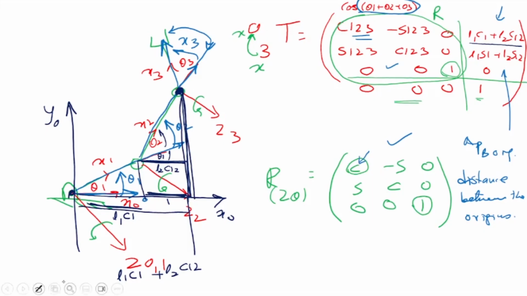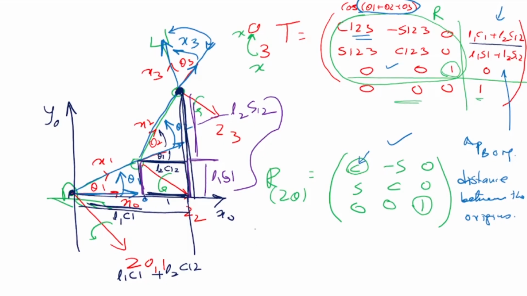Now let's look at the other one, the y direction. What is the distance between the origins? It is this much. How much is that? This is equal to this, so it is L1 sine theta 1. And what is this? This is equal to L2 sine(theta 1 + theta 2). So what is the total distance? This plus that, so the total distance is L1 sine theta 1 plus L2 sine(theta 1 + theta 2). So this is the distance in the x direction, and that's the distance in the y direction.